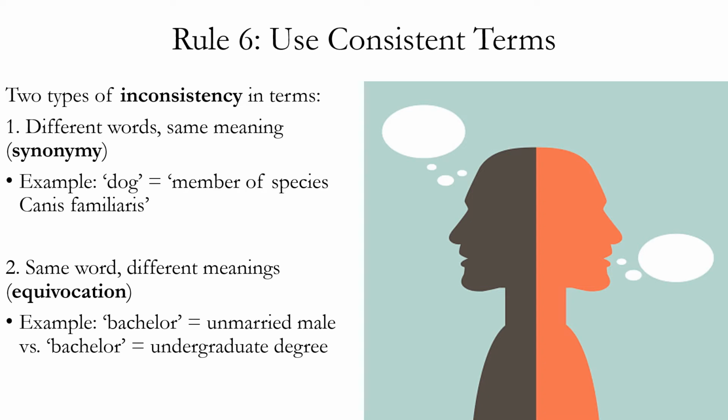An example of a word that can be used equivocally or with two different meanings is bachelor. Bachelor can mean an unmarried male, or it can mean an undergraduate degree. And so you want to use the word in one sense only if you were making an argument about bachelors.